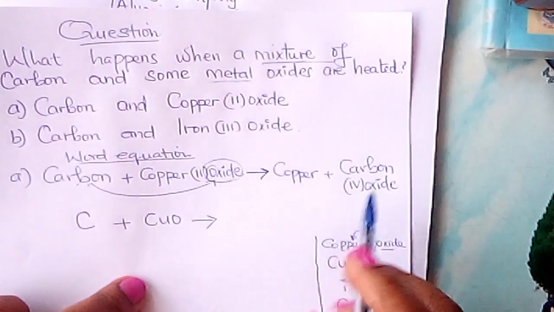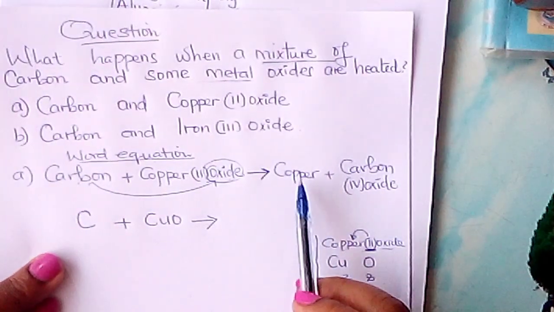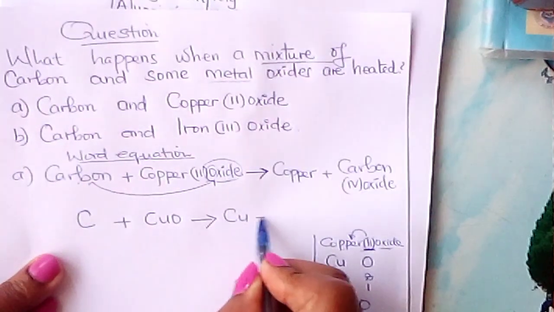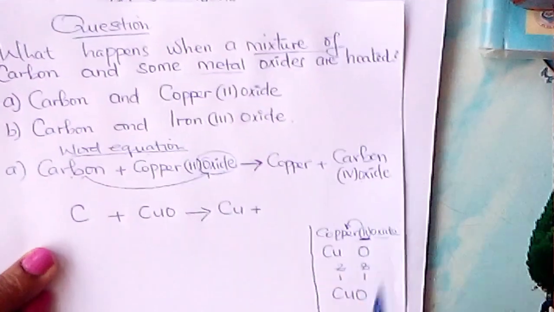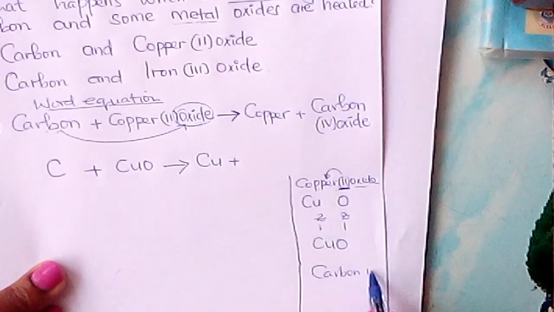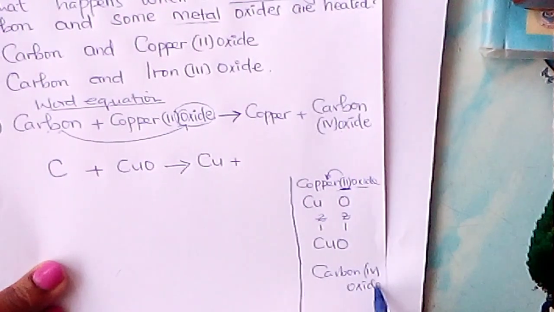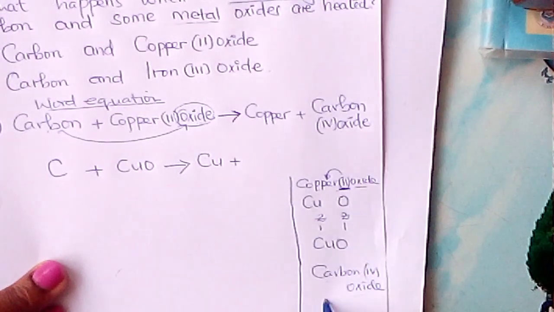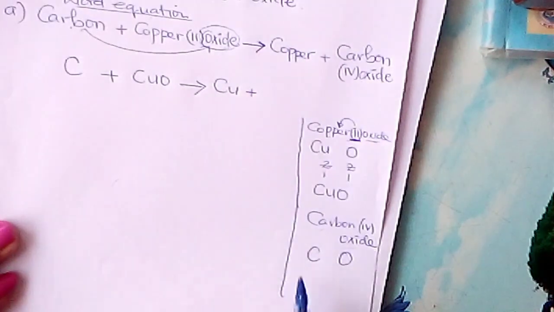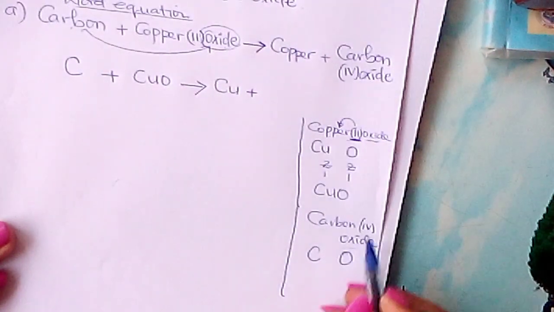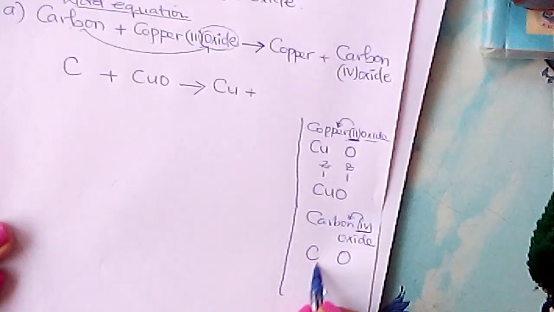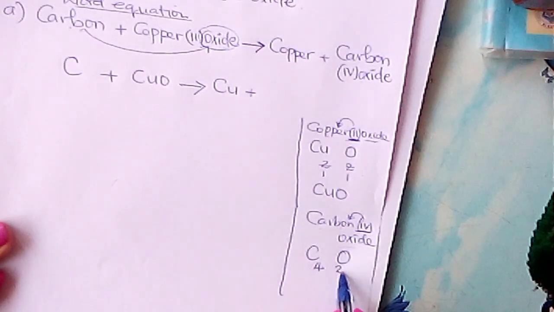Then you put another one, learner. What do you get? You get copper. How do you write copper? Copper is Cu. Then plus what? Carbon 4 oxide, learner. You come and practice here. Carbon 4 oxide formula. This compound is made up of carbon and oxygen. Carbon and oxygen, learner. The valency of carbon is 4. This number here, learner, again, it refers to the valency of this one. So 4. The valency for oxygen, learner, is 2.